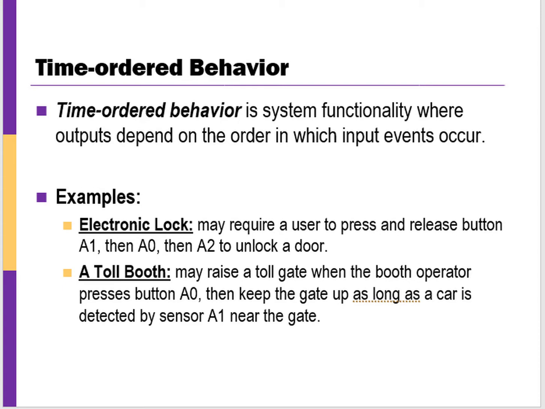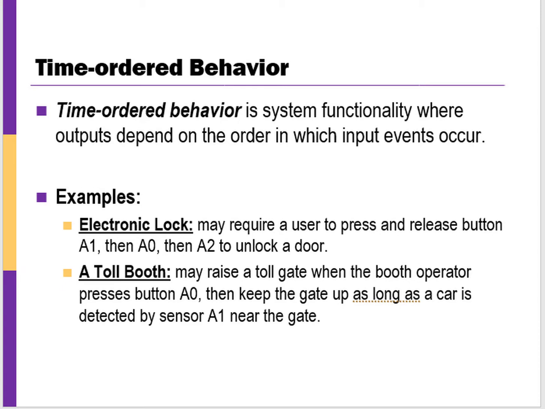And when you look at examples, you can start to see why this is super common when we're talking about an embedded system. For one, imagine you have a simple electronic lock. The user has to press and release buttons, and they have to do it in a certain order. Maybe button A1, then A0, then A2, done in that order, and it'll unlock the door. Clearly the sequence of events is very important. If you did something different with that lock, the lock's not going to open. That is what we mean by time-oriented behavior: what the system does depends on the order in which the inputs arrive.